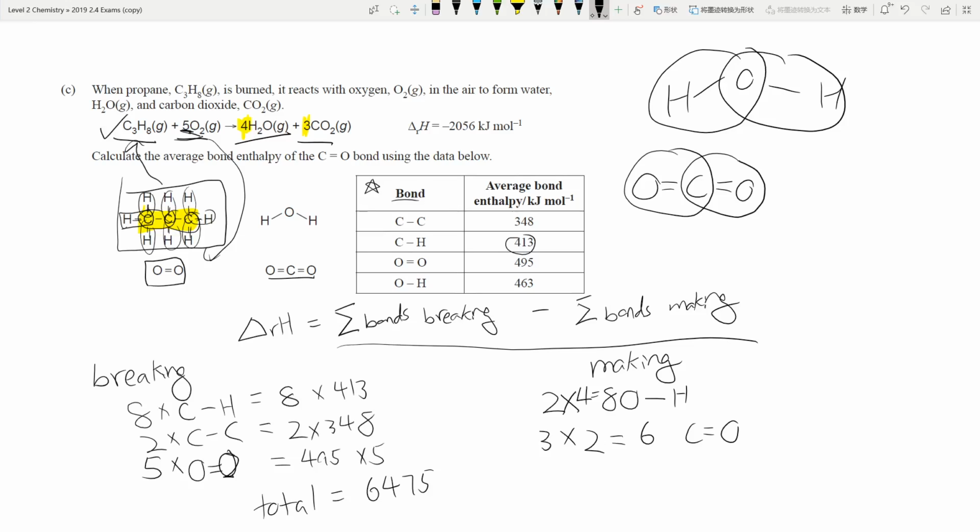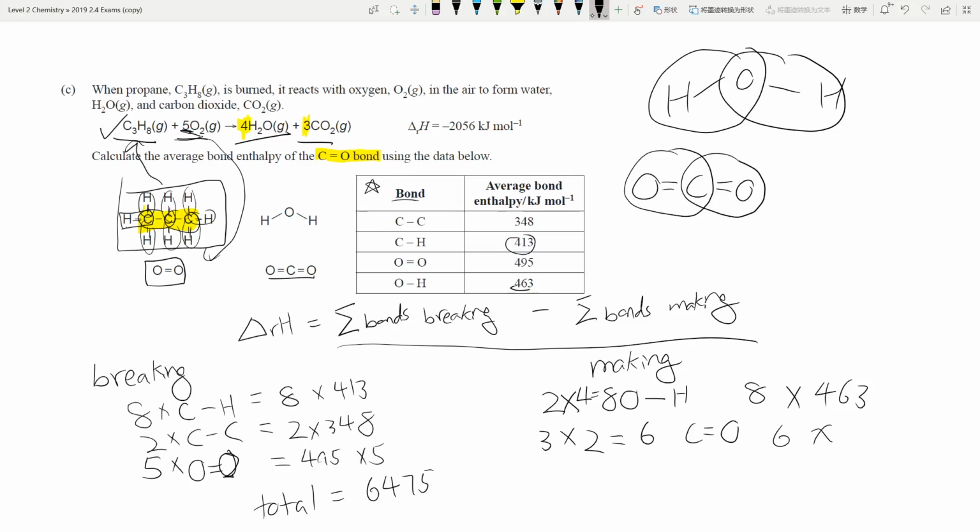Okay, so let's have a look. OH bond, I know this is going to be 8 times 463. It's right there, 463. And then C double bond O. This is actually what we're trying to figure out. I want to calculate the enthalpy for the C double O bond. So I can make this X. So this is 6 times whatever, 6X.